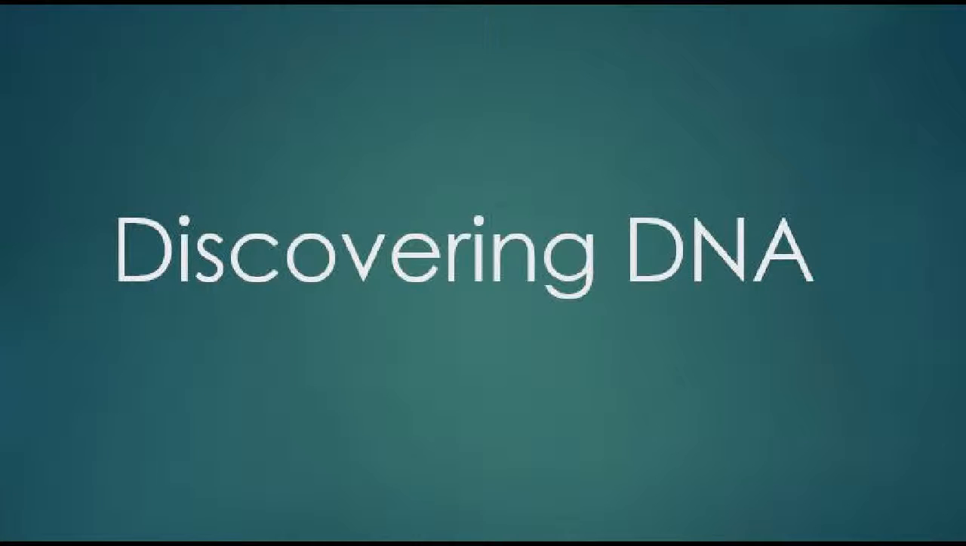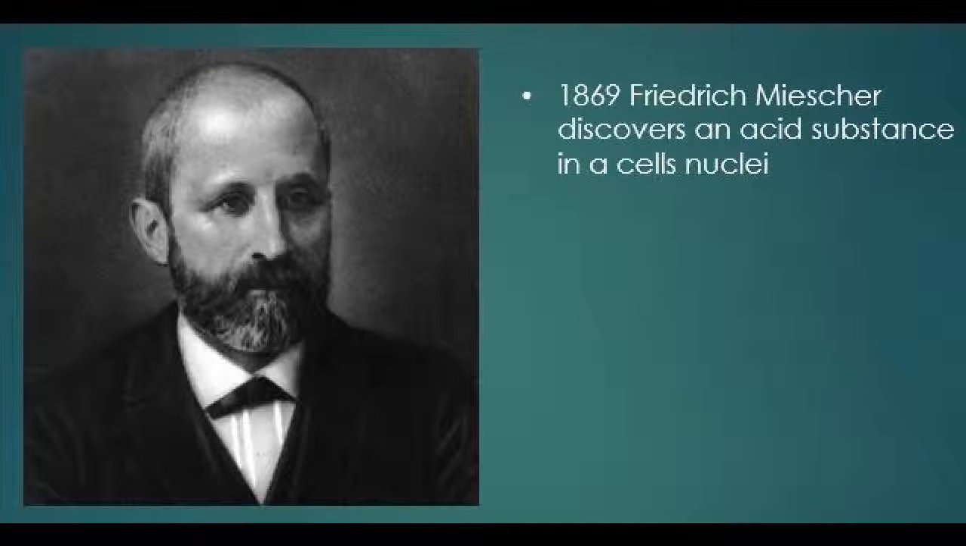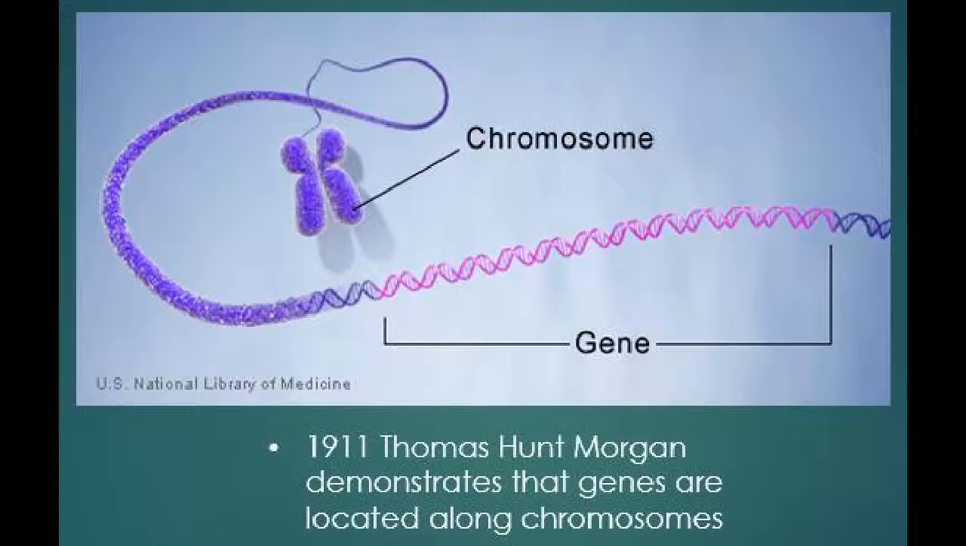Discovery of DNA. In 1866, Gregor Mendel published his work on hereditary traits in peas and how certain traits can be passed from parent to offspring. In 1869, Friedrich Miescher discovers an acid substance in a cell's nuclei, which is now known as DNA. Many years later, in 1911, Thomas Hunt Morgan demonstrates that genes are located along chromosomes.